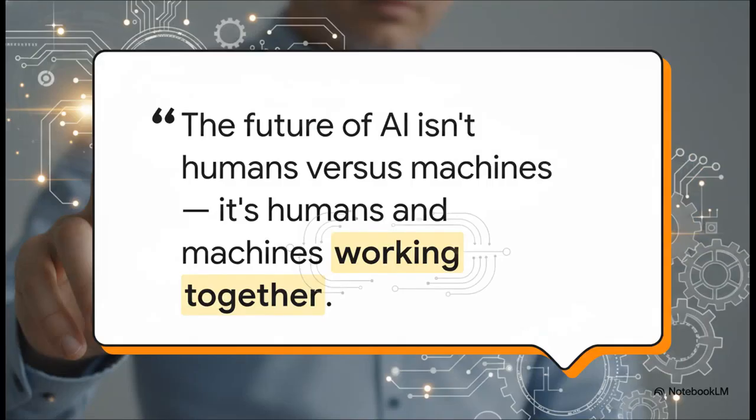There's a quote that I think perfectly nails this entire paradigm shift. The future of AI isn't humans versus machines, it's humans and machines working together. The value of human expertise is fundamentally shifting. It's no longer just about generating the raw manual output yourself, it's about directing these AI systems, interpreting their results, validating their accuracy, and making the big, strategic decisions that machines simply cannot make.